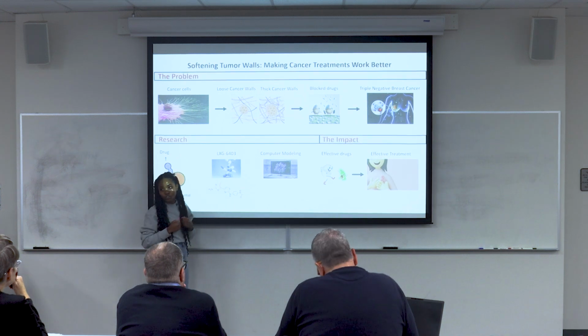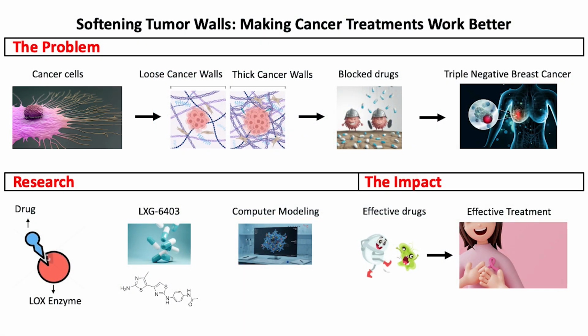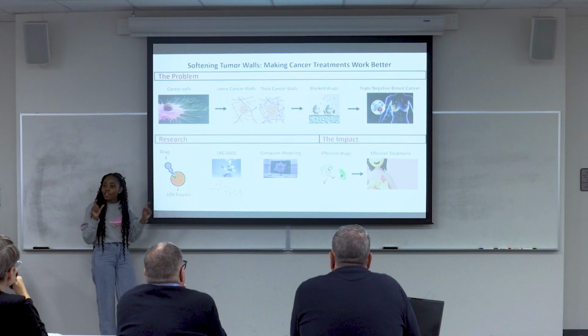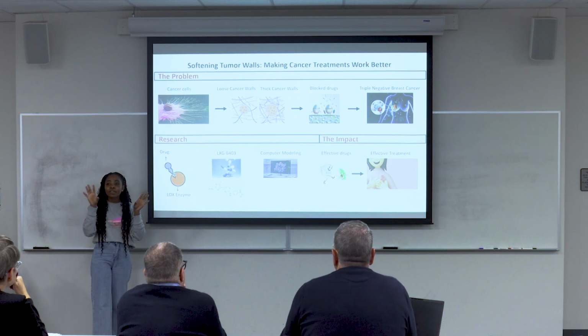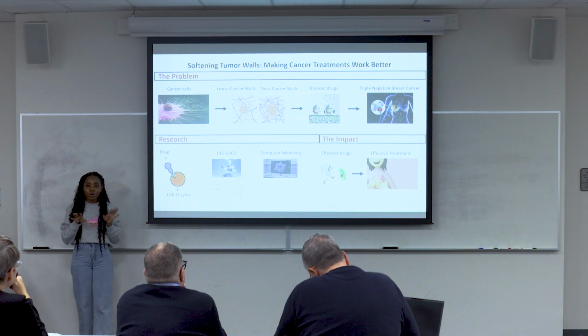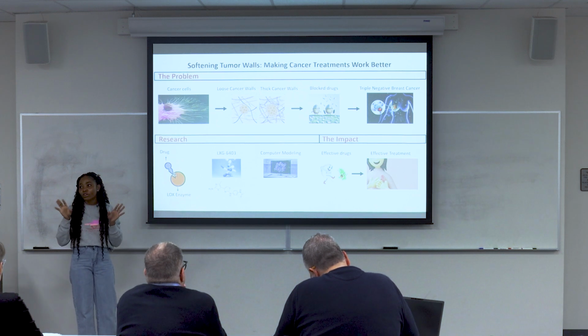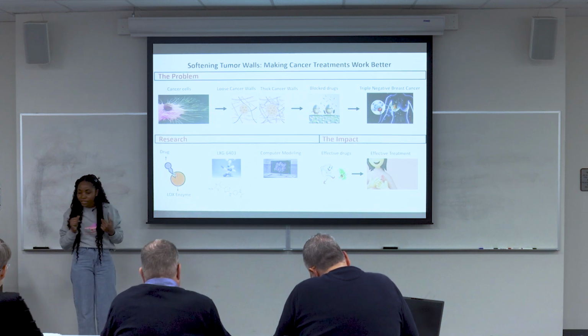So we have created a drug. Our drug can bind to this enzyme and stop the enzyme from working, making the walls soft so chemotherapy drugs work better. But then we would want to make our drug much more effective. So currently we are using computer modeling to understand how our drug would bind to this enzyme and if our drug would bind only to this enzyme, since there are so many enzymes in our body and we don't want our drug to bind to any other random enzyme that can bring side effects.